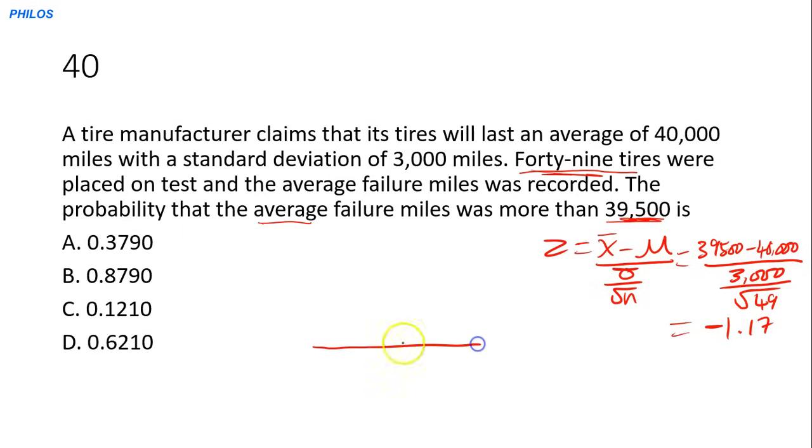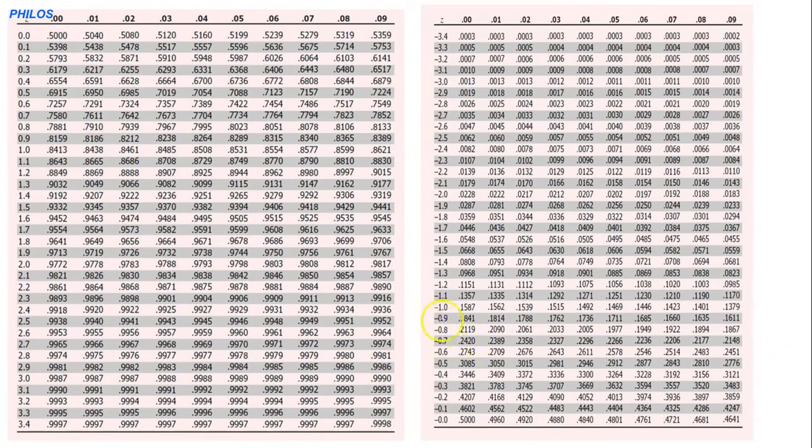So let's sketch a curve for it. The middle is 0, so negative 1.17 will definitely be somewhere here. But the question says more than, meaning we want to find this area. This area is less than, and this area is more than. To get this area, we need to know the other area. So let's go to the Z table. Negative 1.17: negative 1.1, then 7 will be here.